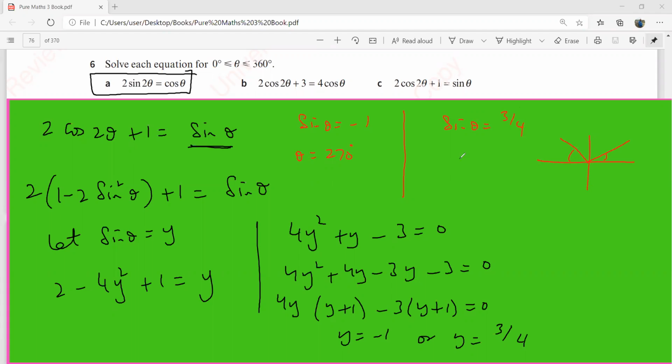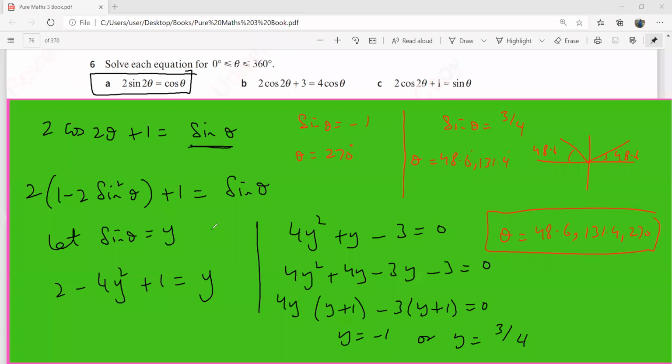So what is sine inverse of 3 over 4? That is 36 point something. What is that? 48.6. Okay, this is 48.6 and 131.4. So we have three values of theta: 48.6, 131.4, and 270. Okay, this was it.